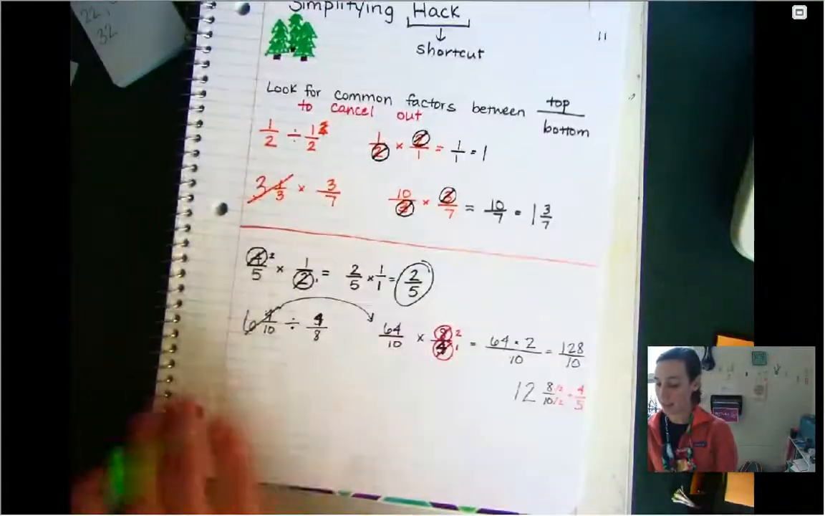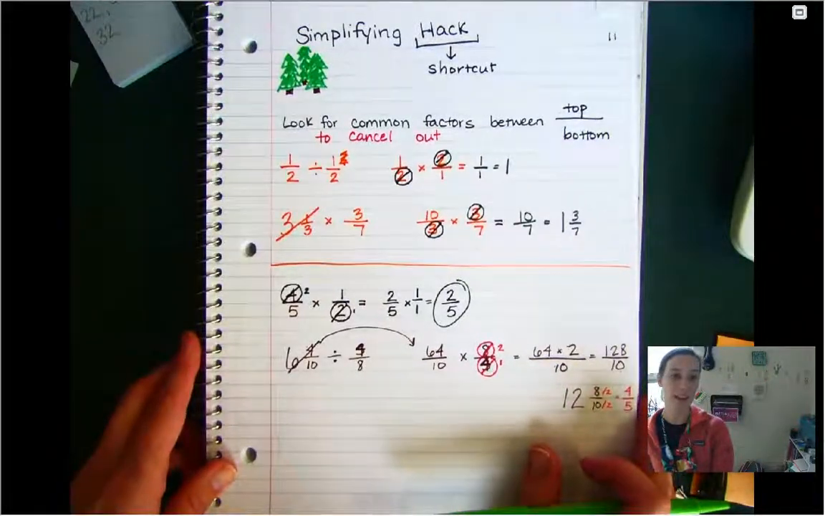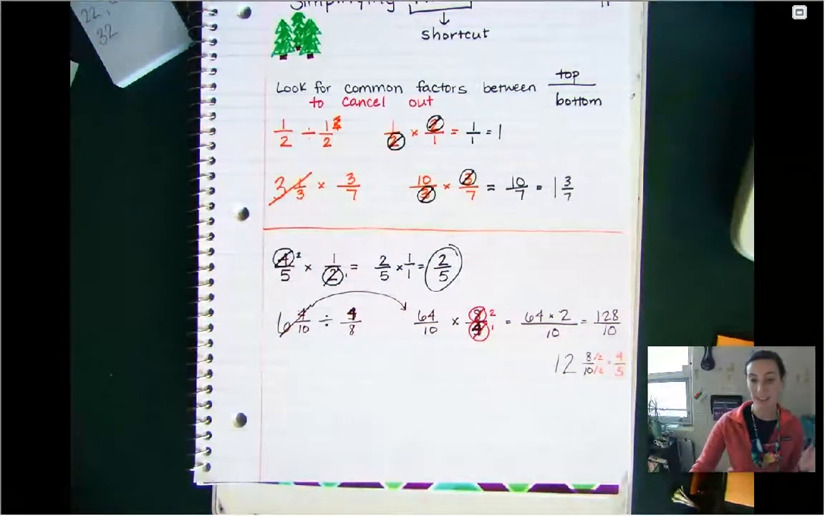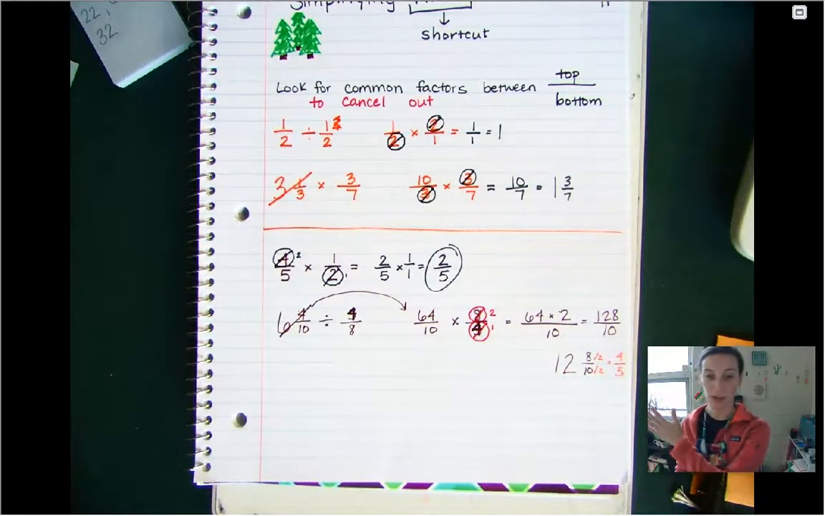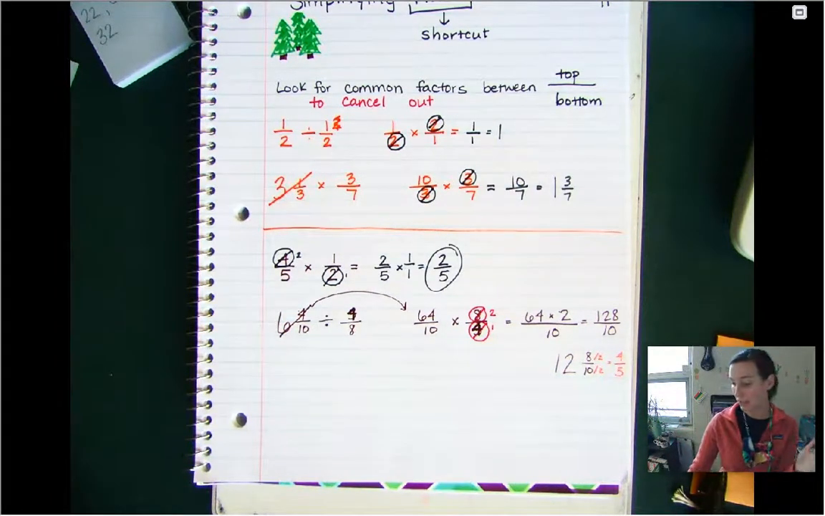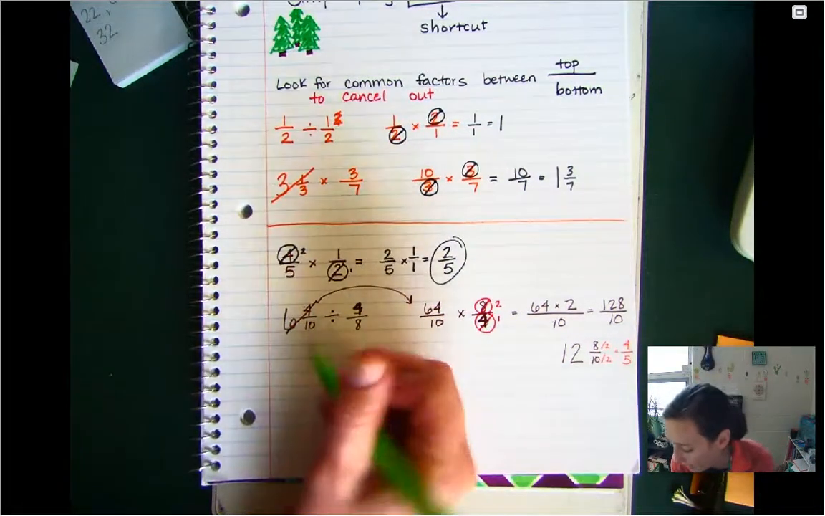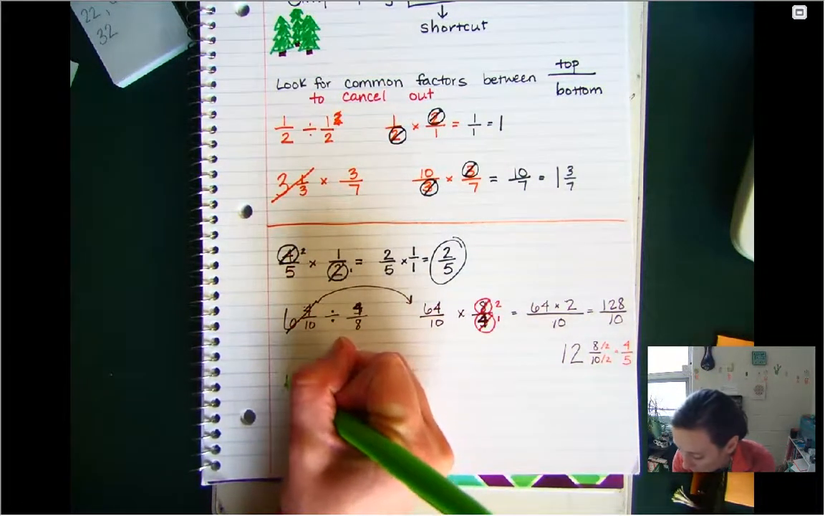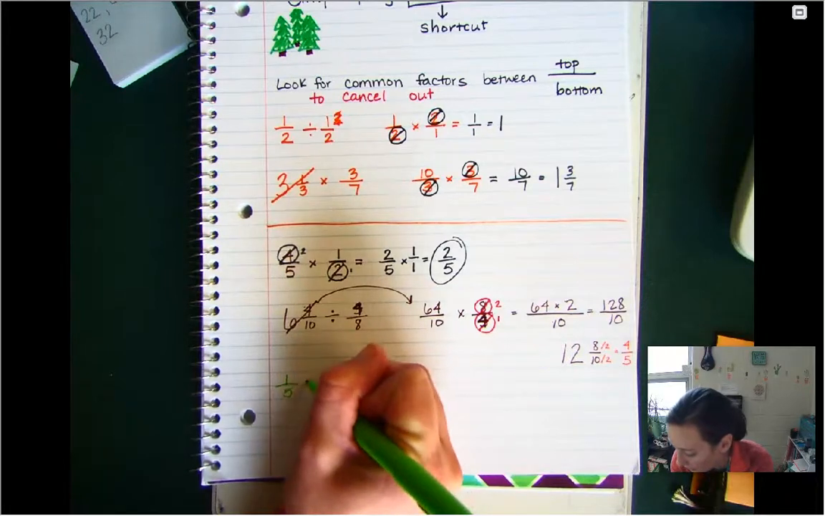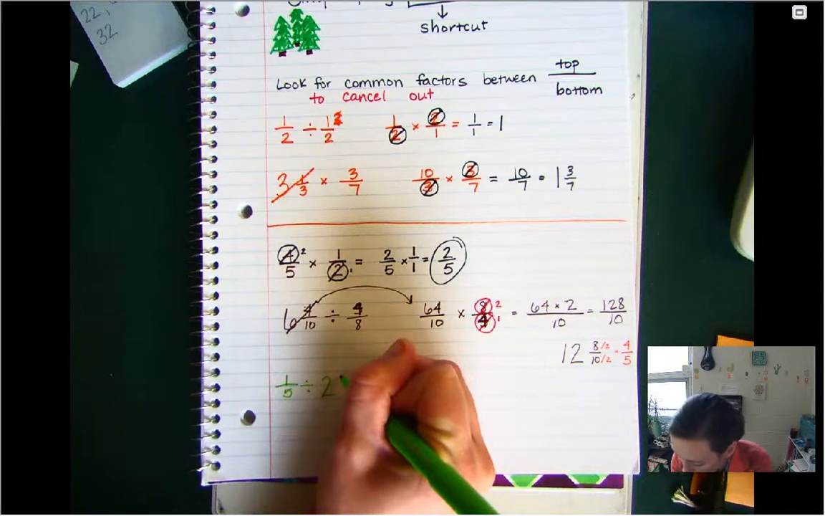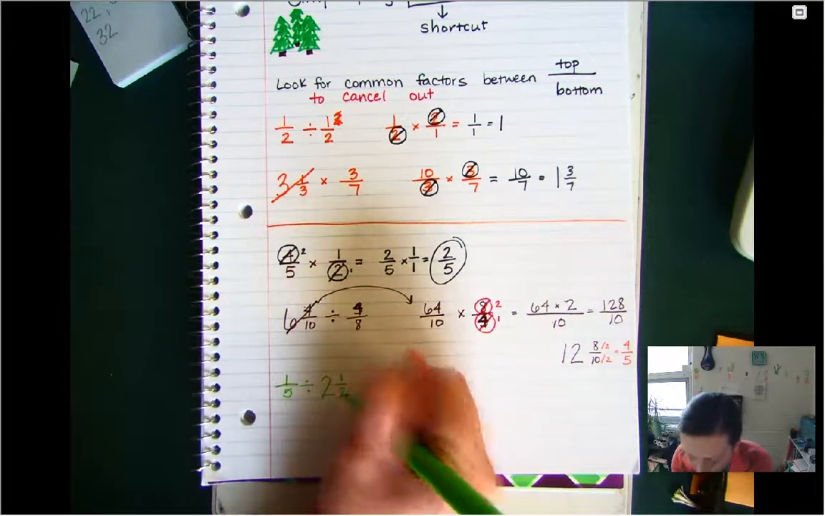All right, and the last thing we learned about is our simplifying hack, looking at a problem and trying to head off some of the simplification by doing it at the beginning rather than waiting till the end. So for example, if I had the problem 1/5 divided by 2 1/2.